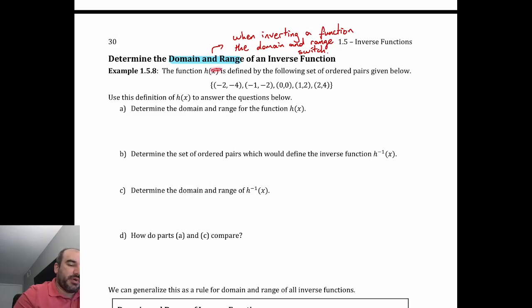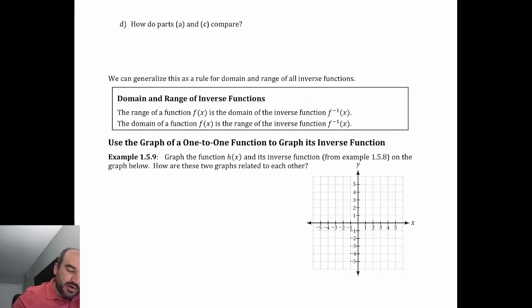That's going to switch all of our domain values with all of the range values. So if you know the domain of the original function, that'll end up being the range of the inverse function, and vice versa. If you know the range of the original function, that'll end up being the domain of the inverse function. So you should be able to answer some questions about domain and range here.